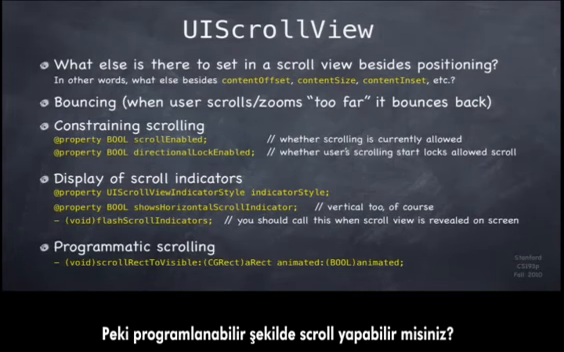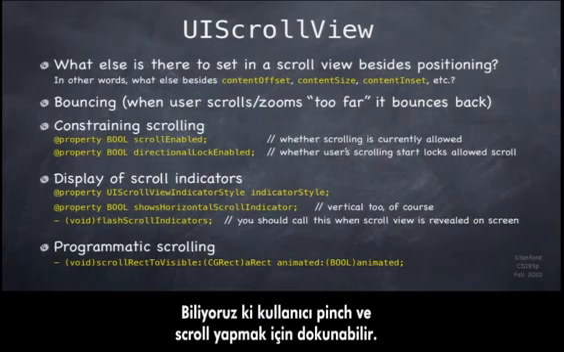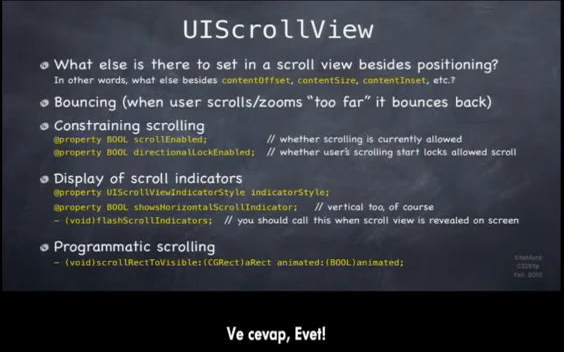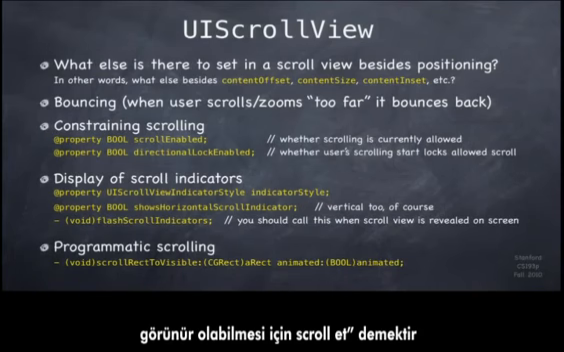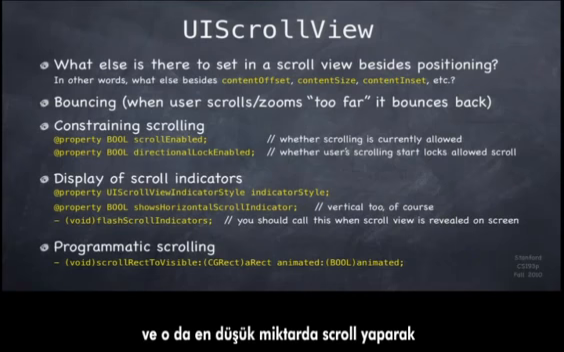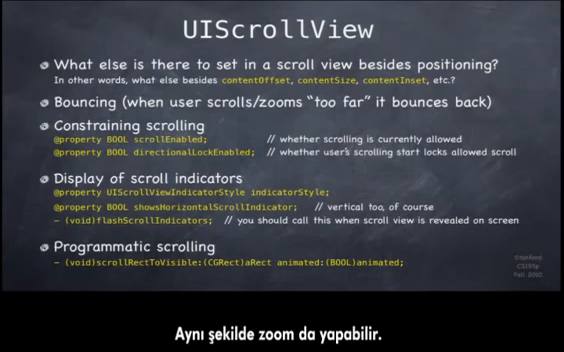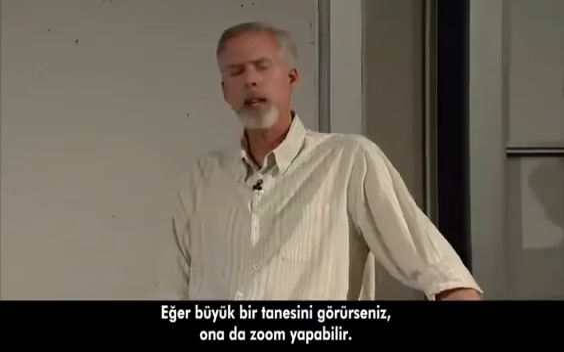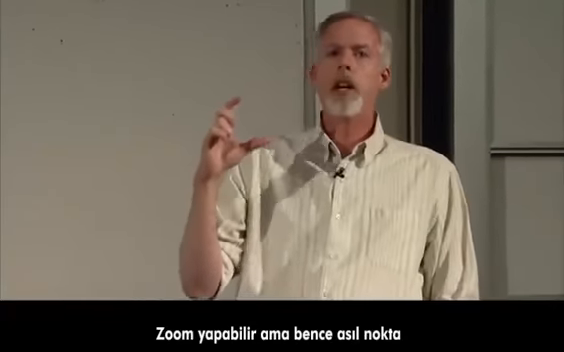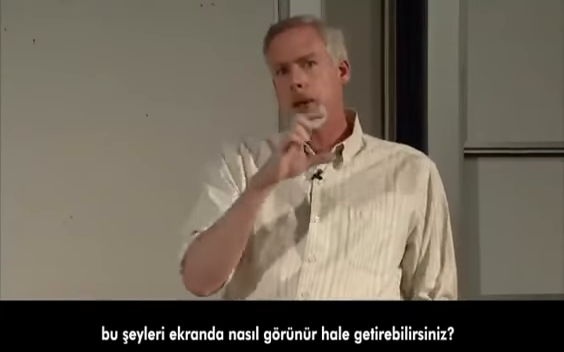Now, can you programmatically scroll around? We know that the user can use touches to pinch and scroll around. And the answer is, of course you can. The way you do this is you send a message to the scroll view saying, scroll this rectangle in your content size to make it visible. And it'll do the minimum amount of scrolling to make that rectangle entirely visible if it can. Okay? Might zoom as well, right? If you say a big one, it might zoom in there too. I think it'll zoom. But the point is, this is how you can get things to appear on screen.